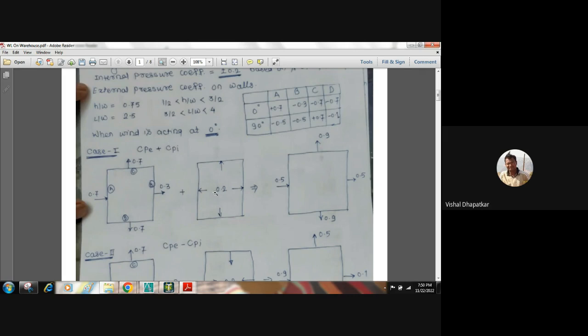अभी इसमें हम प्लस करेंगे इंटरनल प्रेशर कोएफिशिएंट। ओके सर। Because of opening there will be some internal pressure coefficient, so that will be added to this value: 0.7 minus 0.2. It is acting opposite direction to this, so it will be -0.2, so net coefficient will be 0.5. Similarly -0.3 minus 0.2, and -0.3 minus 0.2, it will be -0.5.